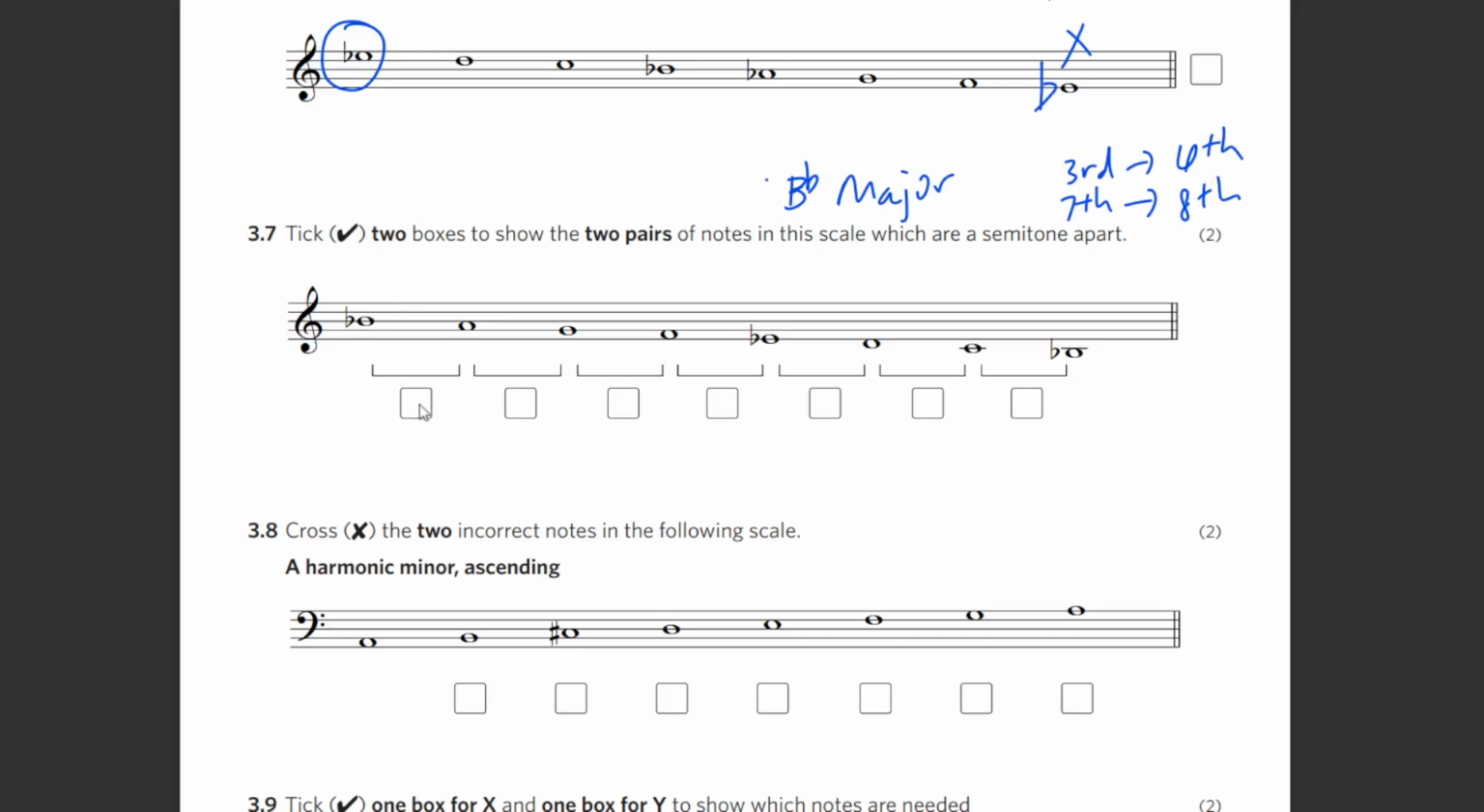So we know that this is 1, 2, 3, 4, 5, 6, 7, 8, or 1. This is descending, so I go 1, then 7, 6, 5, 4, 3, 2, 1. I know that going from the 3rd to the 4th is a semitone, and from the 7th to the 8th note, or the 7th to the 1st note, is a semitone apart. So that is how you can do it. Or you can just check by semitone. B flat to A is right beside each other, so they are semitones apart.